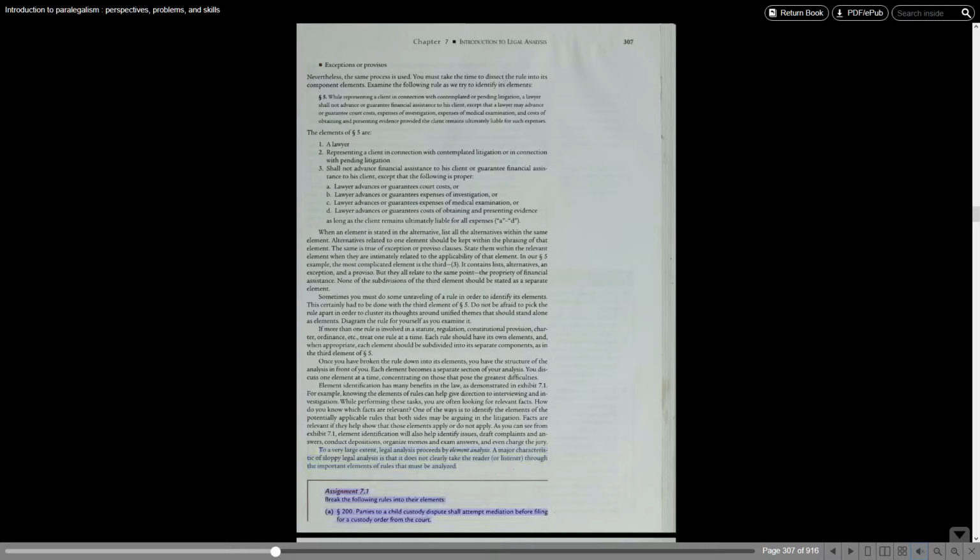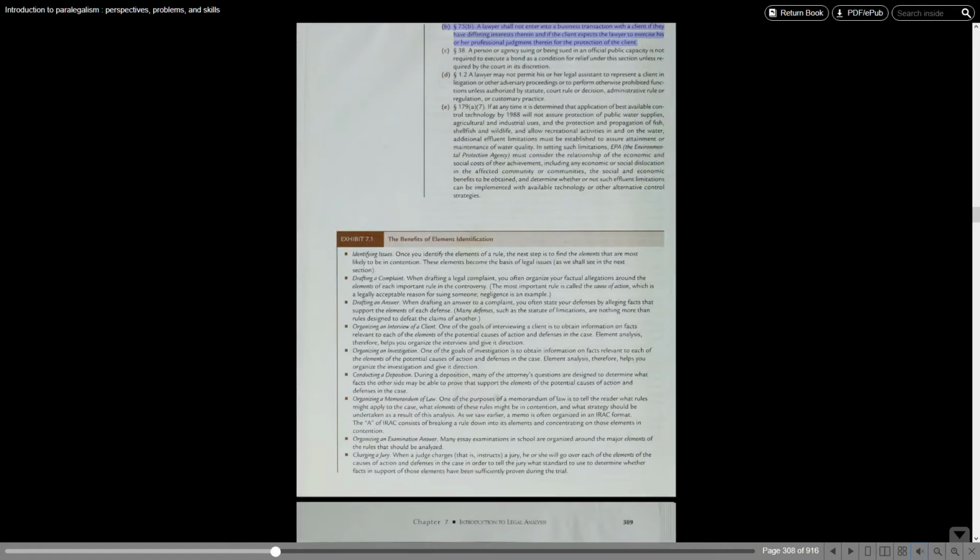Assignment 7.7. Break the following rules into their elements. A. 200. Parties to a child custody dispute shall attempt mediation before filing for a custody order from the court. B. 75b. A lawyer shall not enter into a business transaction with a client if they have differing interests therein, and if the client expects the lawyer to exercise his or her professional judgment therein for the protection of the client. C. 38. A person or agency suing or being sued in an official public capacity is not required to execute a bond as a condition for relief under this section unless required by the court in its discretion.